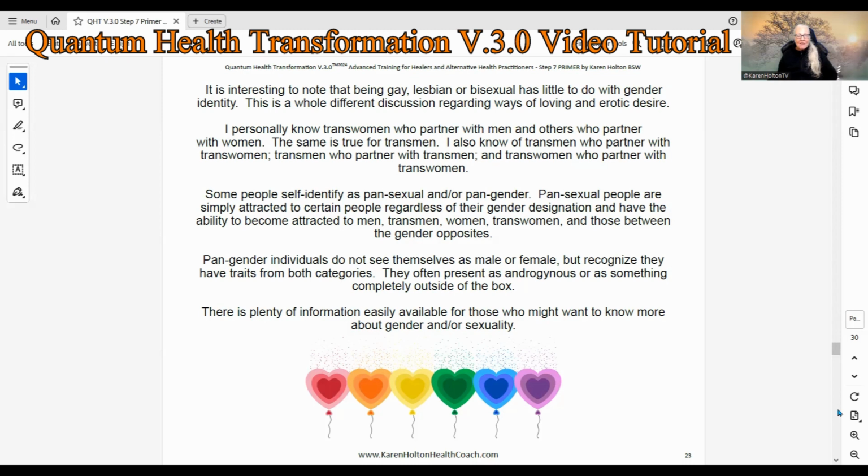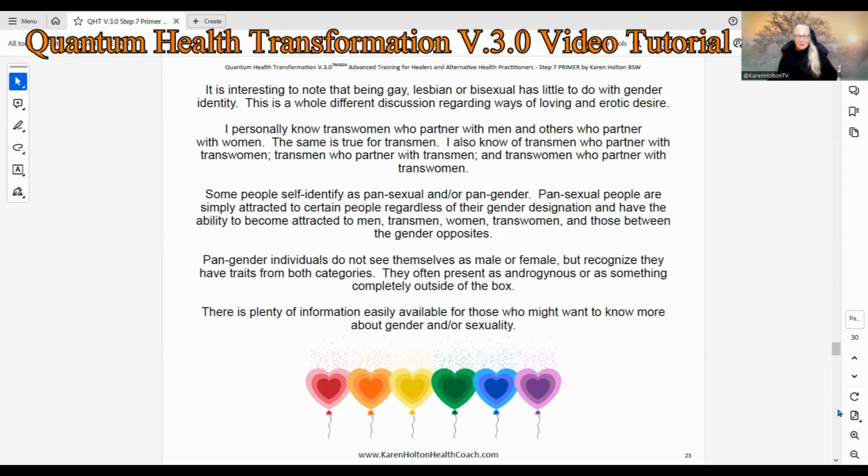Some people identify as pansexual or pangender. Pansexual people are simply attracted to certain people, regardless of their gender designation, and have the ability to become attracted to men, women, trans women, and those between the gender opposites.